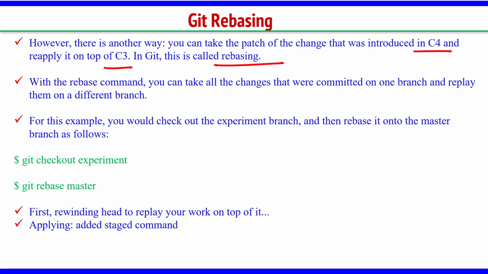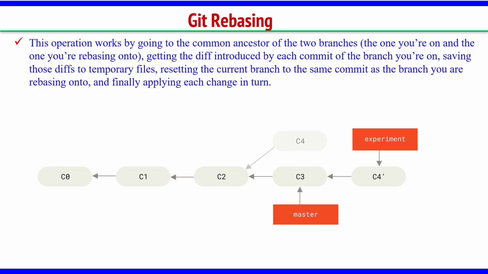Right. With the rebase command, you can take all the changes that were committed on one branch, that is C4, and replay them on a different branch, that is C3. Okay. So, what do we do for that? For this you have to just check out experiment, that is the new change, that is C4, and rebase to master. So, what does it look like? Something like this, see here.